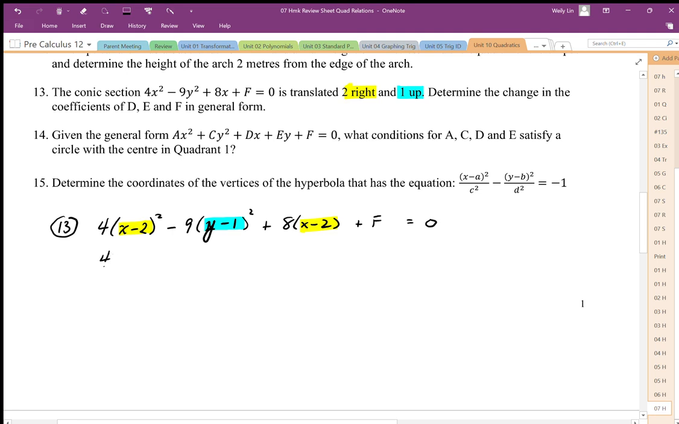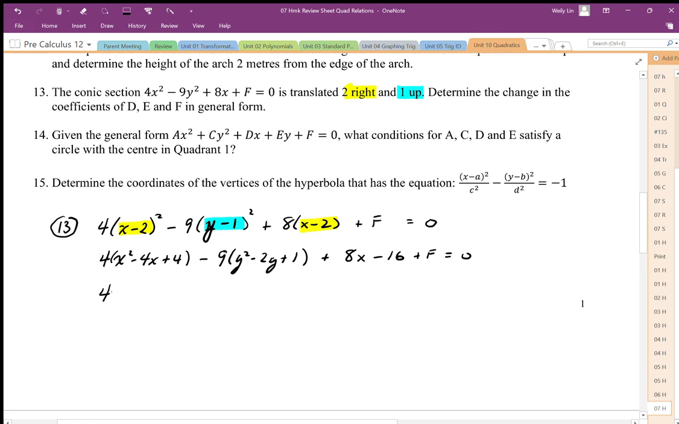And then I can just expand this out. So I end up with 4 times x squared minus 4x plus 4, minus 9 times y squared minus 2y plus 1, plus, and then I'll expand this out, 8x minus 16 plus f equals 0. And then we can see what happens to the terms here.